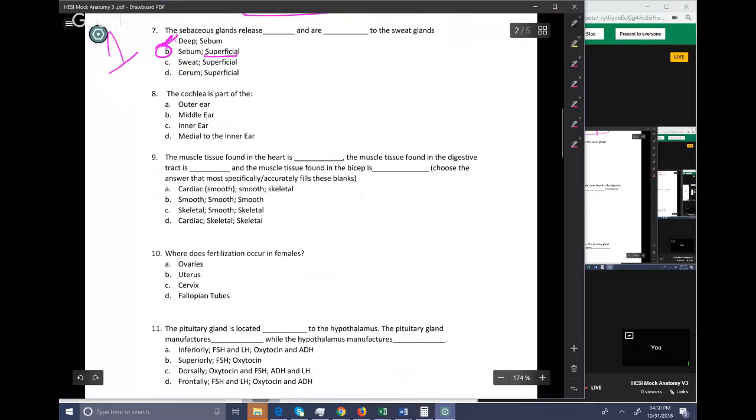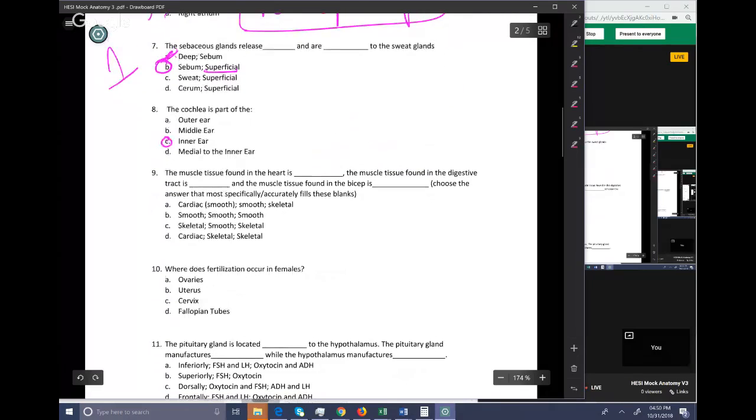Number 8, the cochlea is part of the inner ear. That's from Anatomy 5. There is no medial to the inner ear that's a part of the ear like the cochlea. So you know that you're outer, middle, or inner. The cochlea is essentially the furthest inward. You can see that on the diagram. That's your eardrum. That's like the last destination that sound gets to. So it's the furthest in, but it is considered the inner ear, not medial to the inner ear.